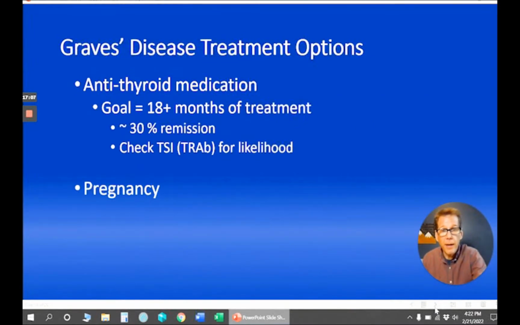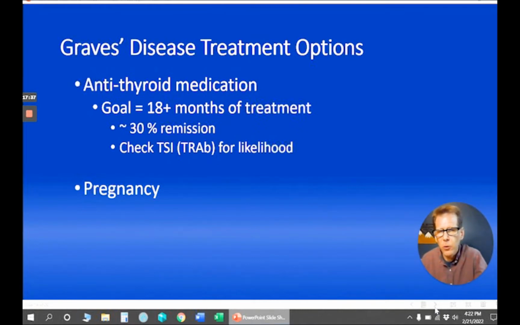Now, with anti-thyroid medication, the goal in general is to try to treat people for about 18 months. And what we find is that after 18 months, about 30% of people, so almost 1 in 3, will achieve remission, which means we can stop the medicine and the overactive thyroid doesn't come back. Now, that means for 2/3 of people, the overactive thyroid does come back, and we have to make a decision about whether to go back on the medicine or whether to switch to surgery or radioactive iodine in that circumstance.